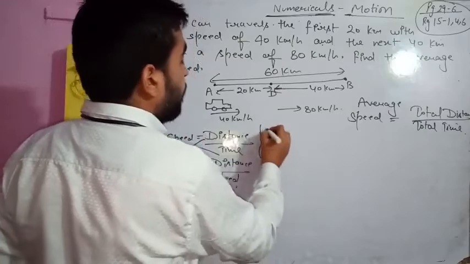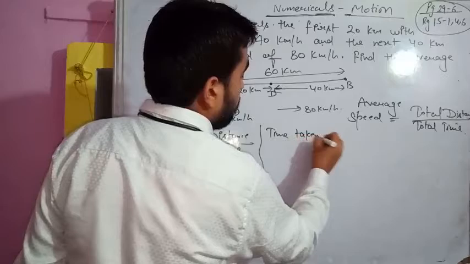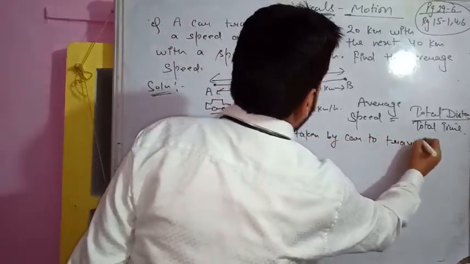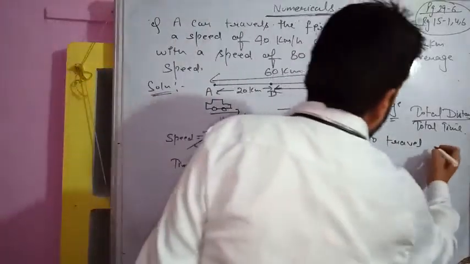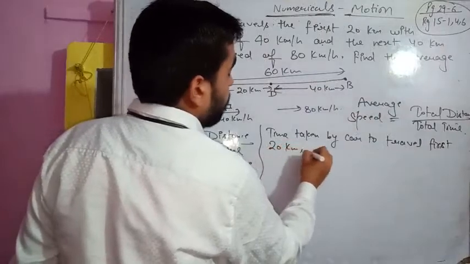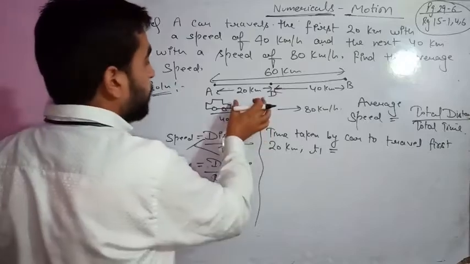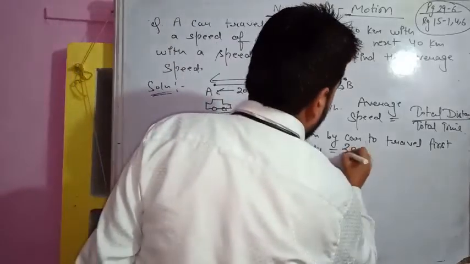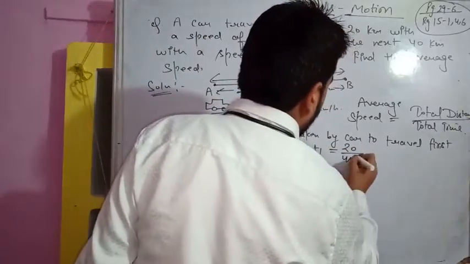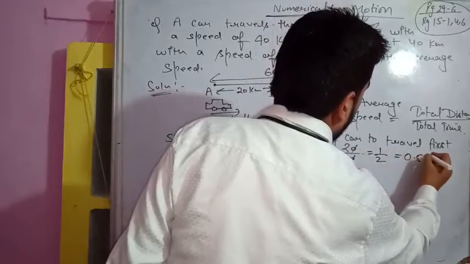So firstly calculate the time taken by the car to travel the first 20 kilometers. That is denoted by T1. T1 is equal to distance upon speed. So what is the distance? 20. And what is the speed? 40. Okay, so 20 upon 40, 0 and 0 cancel out. 1 upon 2 or 0.5 hours.